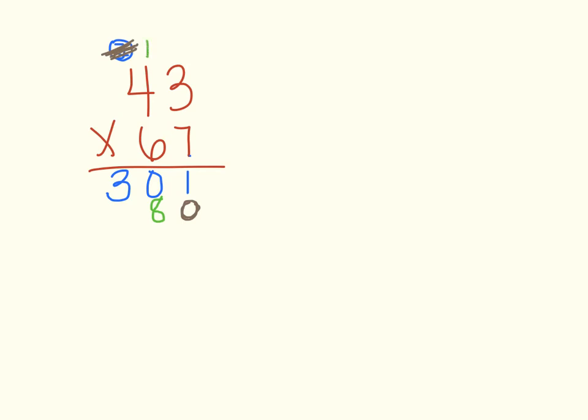And so now I have 6 times 4 is 24, and I add in the 1 that I brought up, and 24 and 1 is 25. I add those together, 1, 8, 8, 2, and I have the same product I've found each time, 2,881.